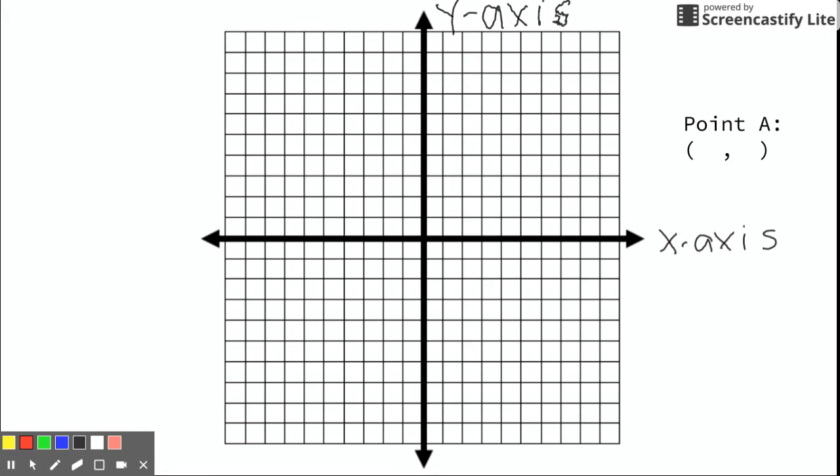The other important information is that this point right here in the middle is called the origin. And the origin is right in the middle.